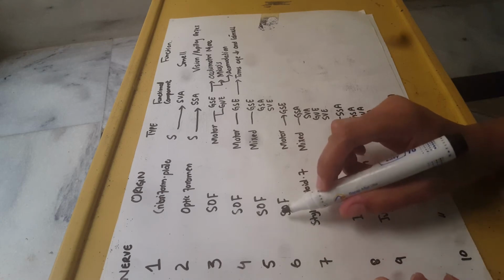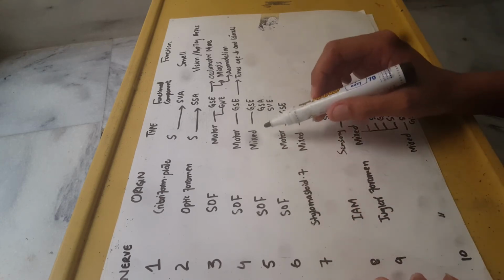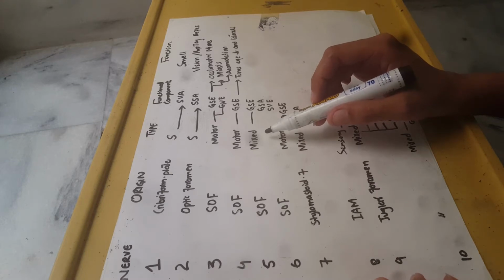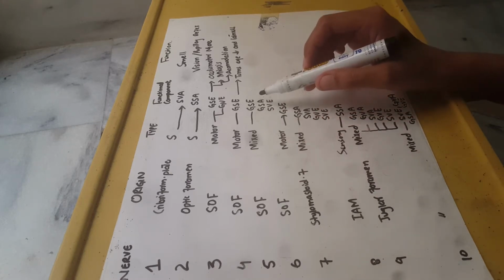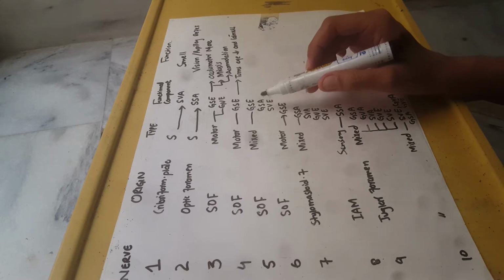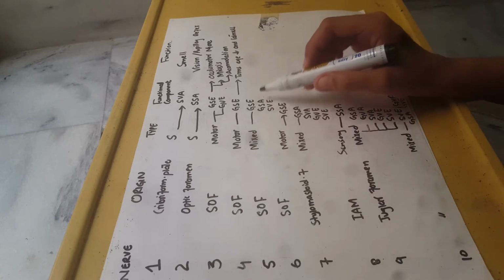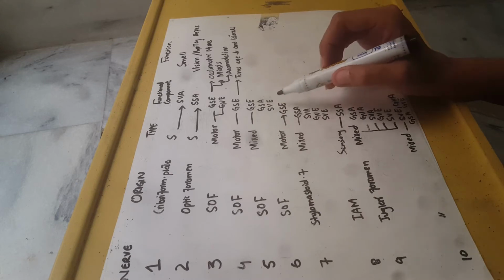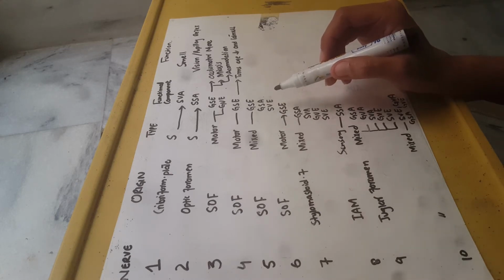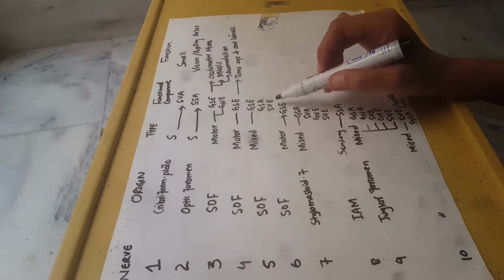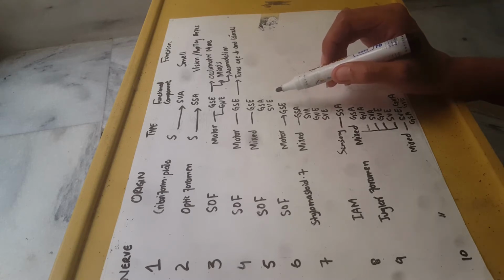After the fourth, we have the fifth nerve, which is the trigeminal nerve. It is a mixed nerve. It carries sensory, motor, and parasympathetic fibers, right? The GSE is general somatic efferent. And then we have general somatic afferent, which means it is carrying the pain sensation from the face, and special visceral efferent, right? It is supplying the muscles of mastication, that is why it is special visceral efferent, right?